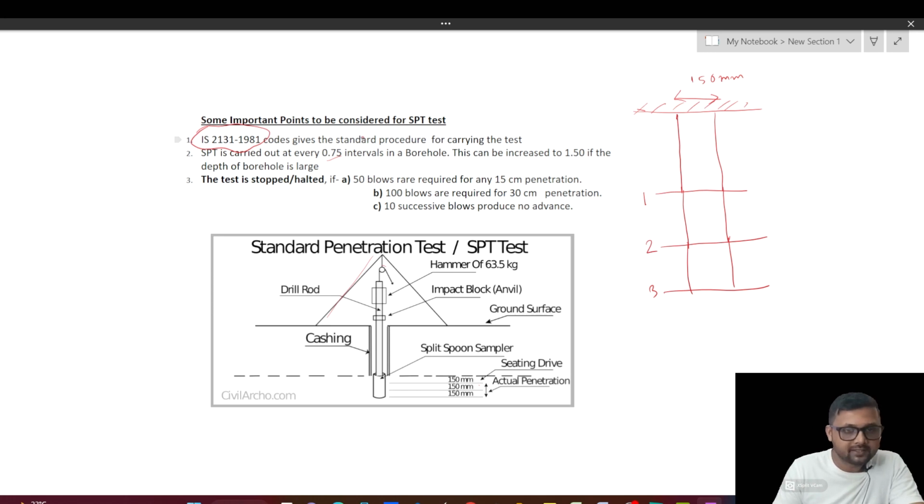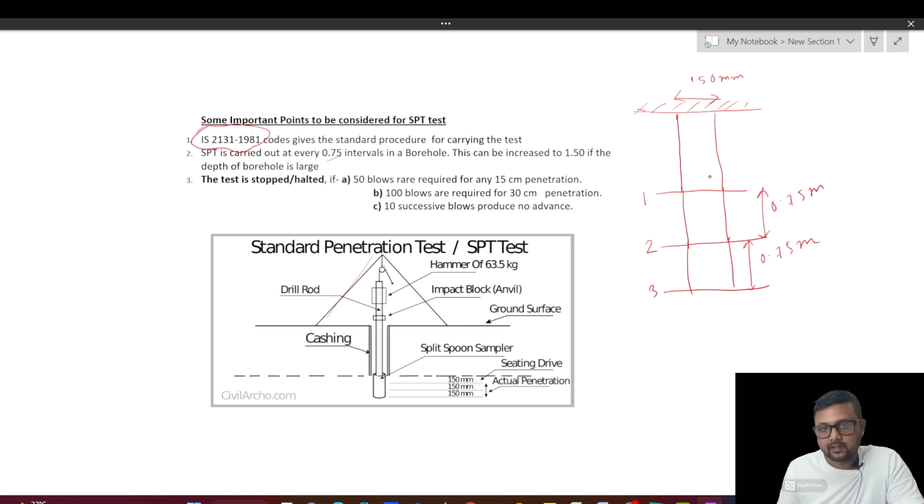Now what they have said is that at every 0.75 interval, 0.75 meter, this test is performed. That means this is how much? 0.75 meter. This is how much? 0.75 meter.